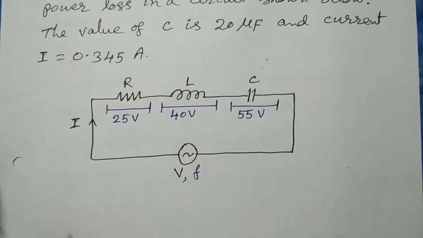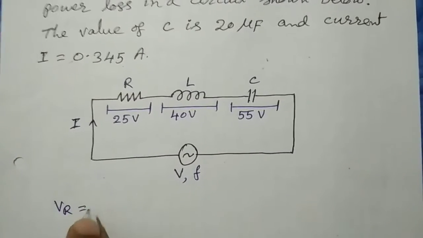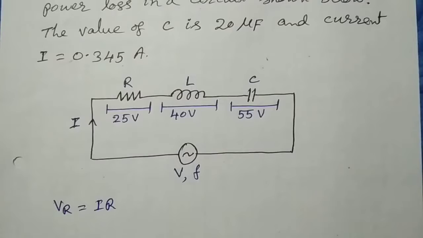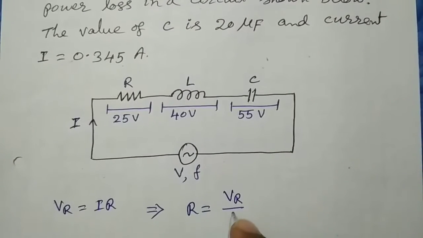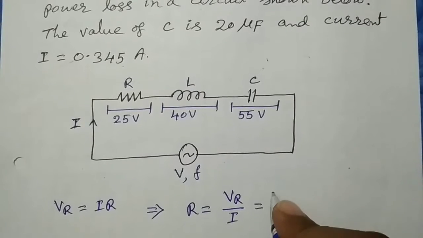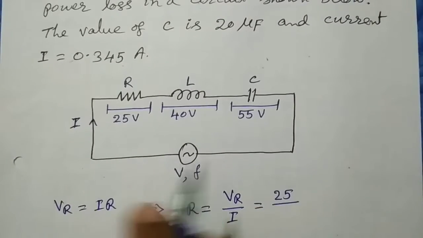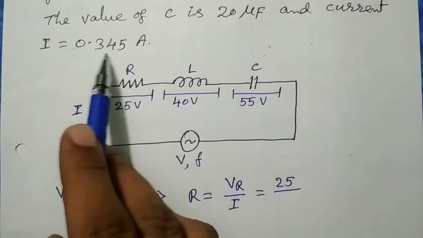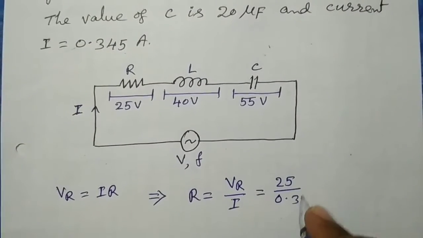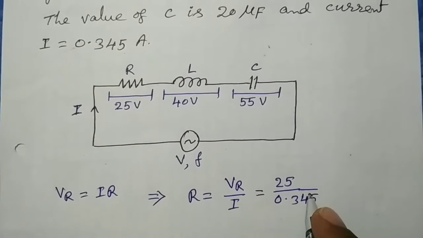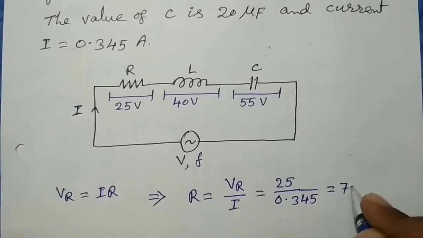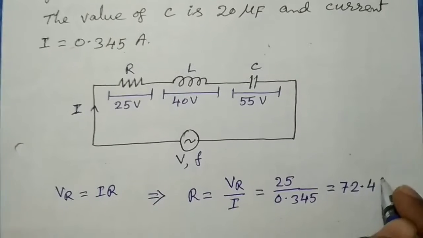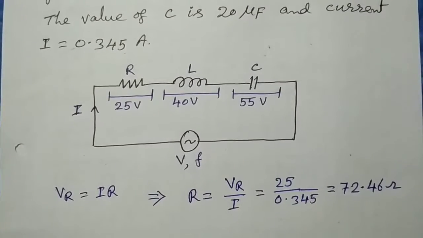So as we know, the voltage drop across the resistance can be written as I into R. So from this relation we can write R is equal to VR upon I, where the value of VR is given 25, that is the voltage drop across the resistance, and the current is also given, that is 0.345. So after solving this, we'll get the value of the resistance, that is 72.46 ohms. That is the resistance of the circuit.